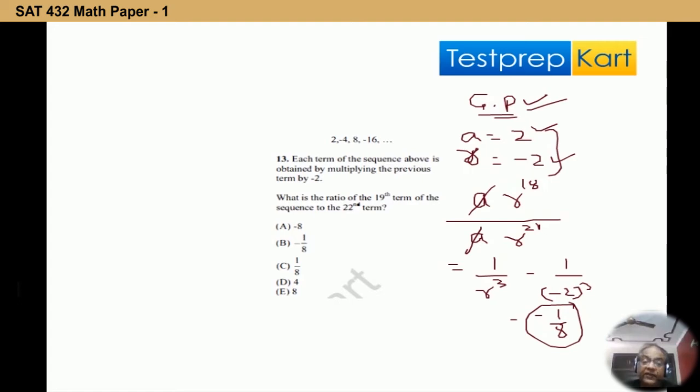And that's how you find the 19th term. In general, the nth term of a GP will be a into r to the power n minus 1. We have used this formula to find these two expressions. And then when cancelling, I get 1 upon r cube, substitute the value of r, that gives me negative 1 by 8, which is option B.